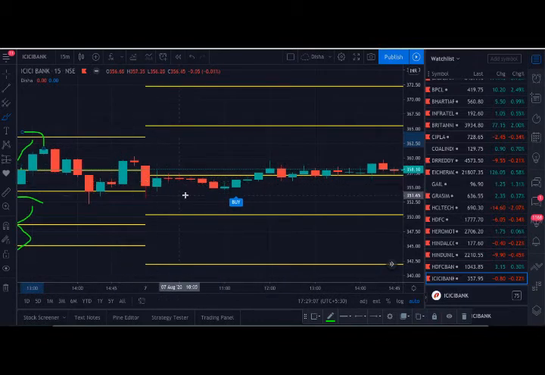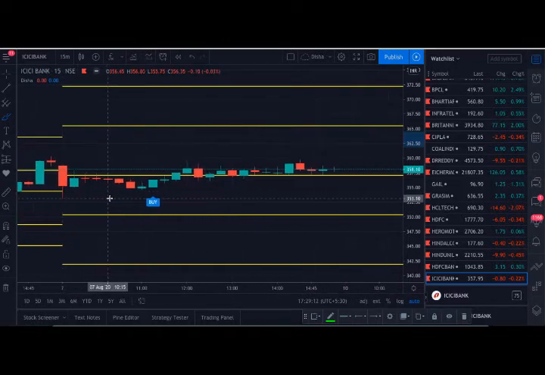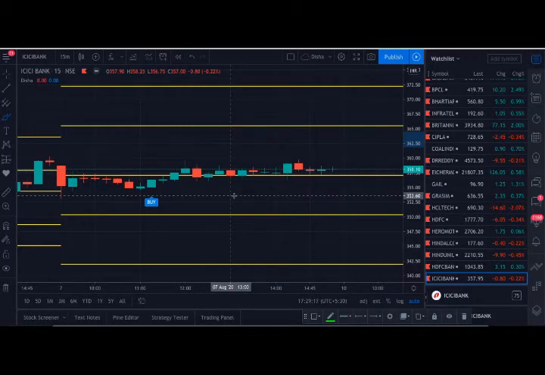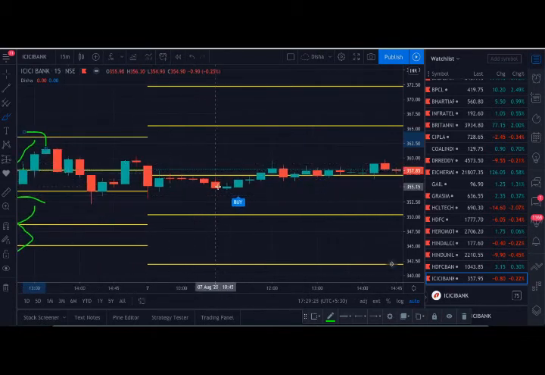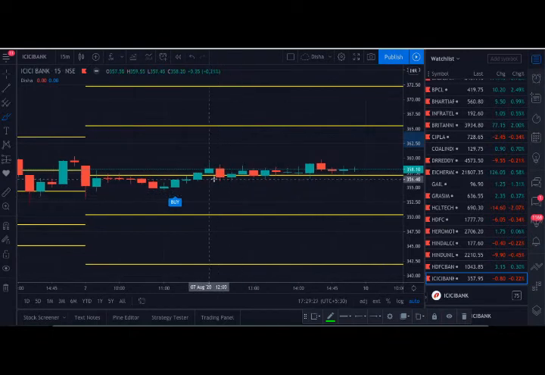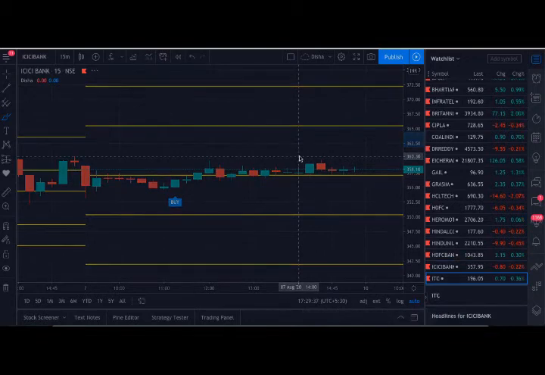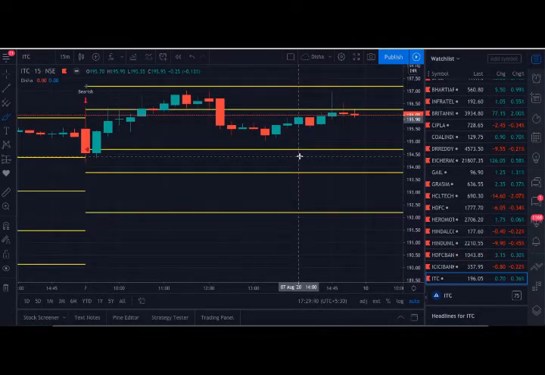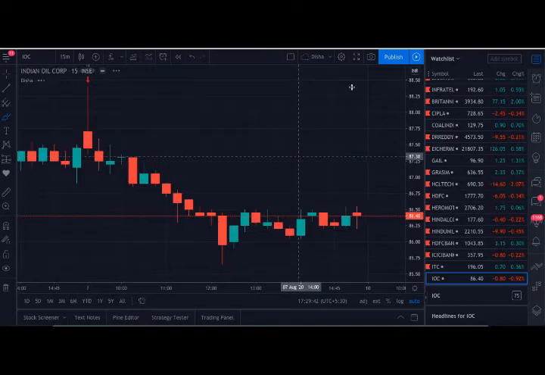Later, it has touched the entry level again. Even though the stock hasn't changed the trend or given sell call, this buy call is valid because it has already given the breakout. But you can see here the buy was not given much profit, but it has given some profit. ITC, nothing. IOC, set to avoid.